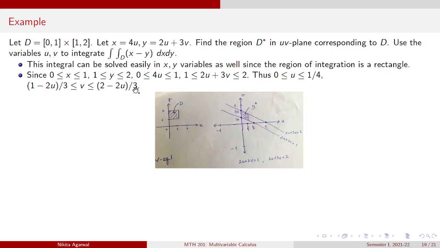So if we plot the region D, it's just a rectangle in the xy plane, which is [0,1] cross [1,2], this shaded region. Now when you take it to the uv plane, your v lies between this and this, right? Now how do you draw inequalities? You look at the equalities on either side. So you look at v equal to 1 minus 2u by 3 and v equal to 2 minus 2u by 3. This gives you these two lines.